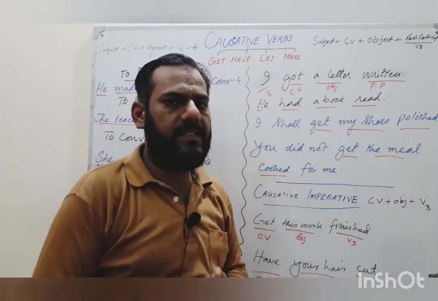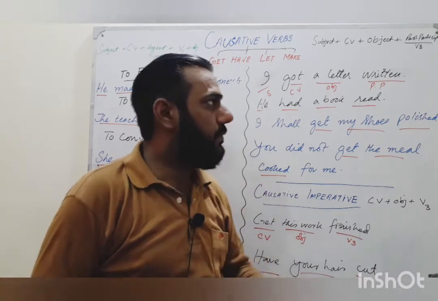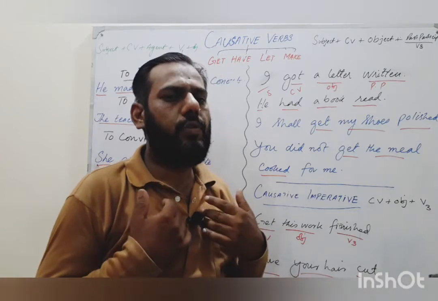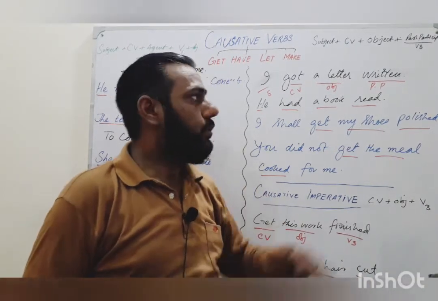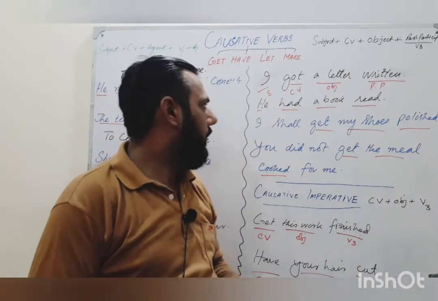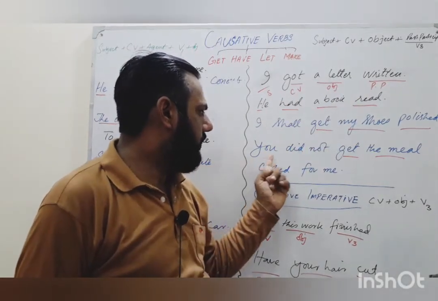So this is the kind of causative verb usage in which we do not mention another subject, or we do not know another subject, or I do not want to mention another subject. So this is the second usage of the causative verb. So these are the different sentences that we use. So you can see here. Now this is a negative sentence.